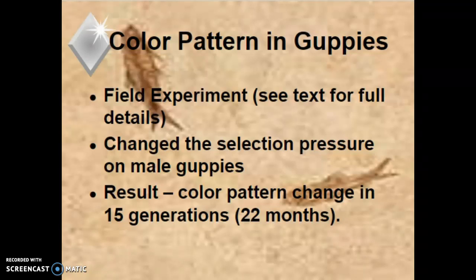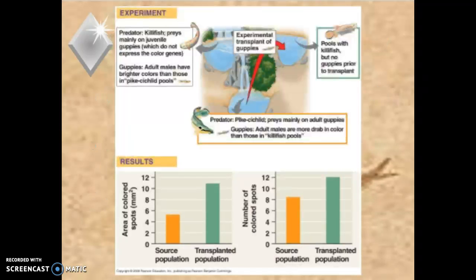Color pattern in guppies. Your textbook does have full details. This is kind of a classic example, but we change the selective pressure on male guppies, and the color pattern changes. So those things don't necessarily have to be connected, but when the selective pressure changes, the phenotype changes. You'll see more when you look into the book. But essentially the selective pressure that we were manipulating is the predator.